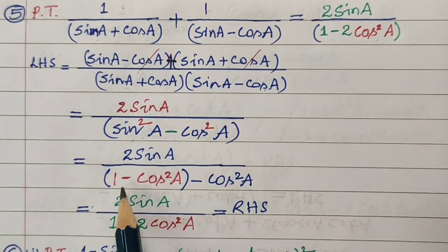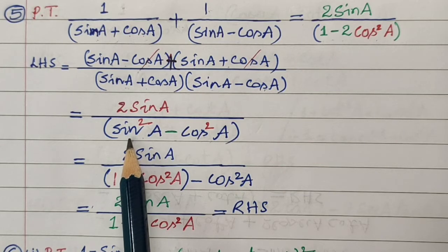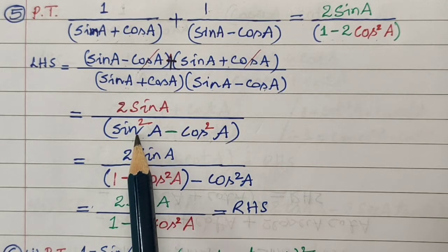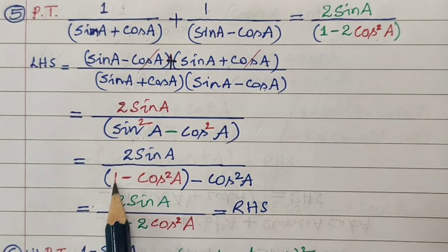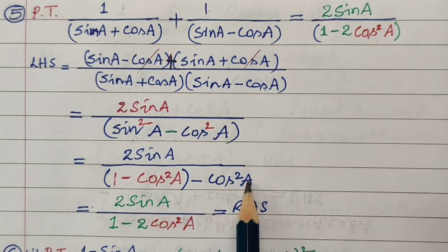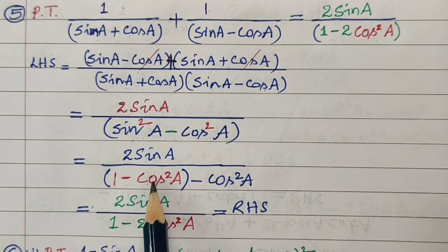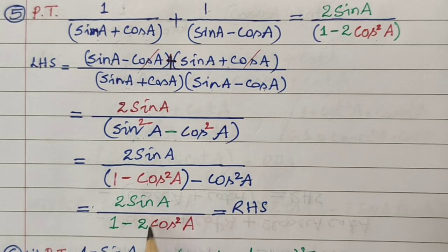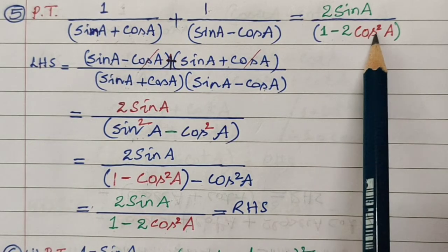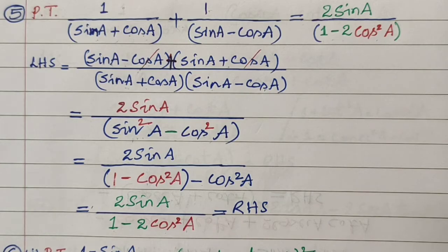Better convert this sin square into cos square. So 2 sin A divided by, we know that sin square A plus cos square A is equal to 1. Therefore sin square A will become 1 minus cos square A, minus cos square A. 1 minus 1 here and 1 here. 2 sin A divided by 1 minus cos square A is equal to RHS. This is what was required.